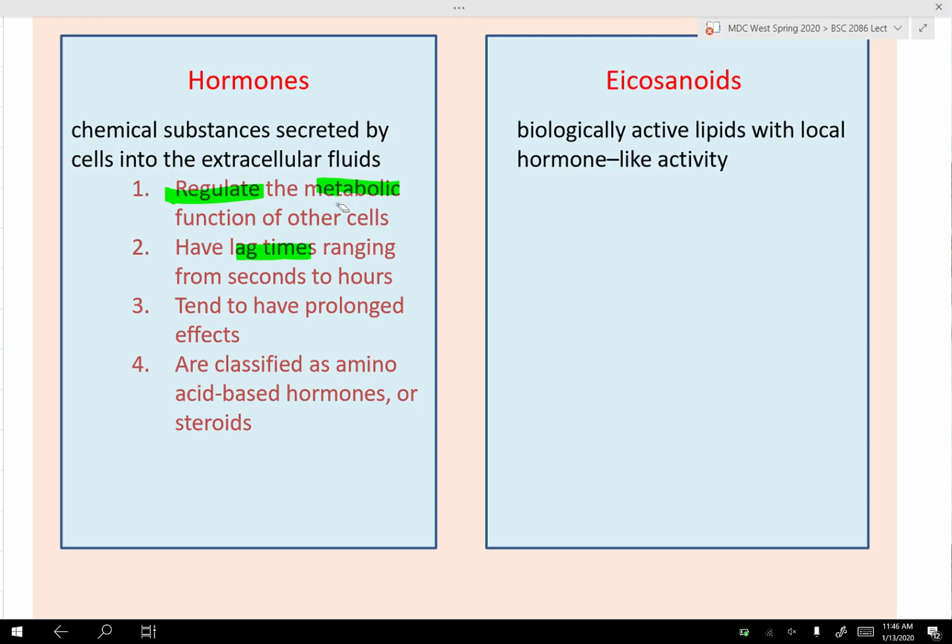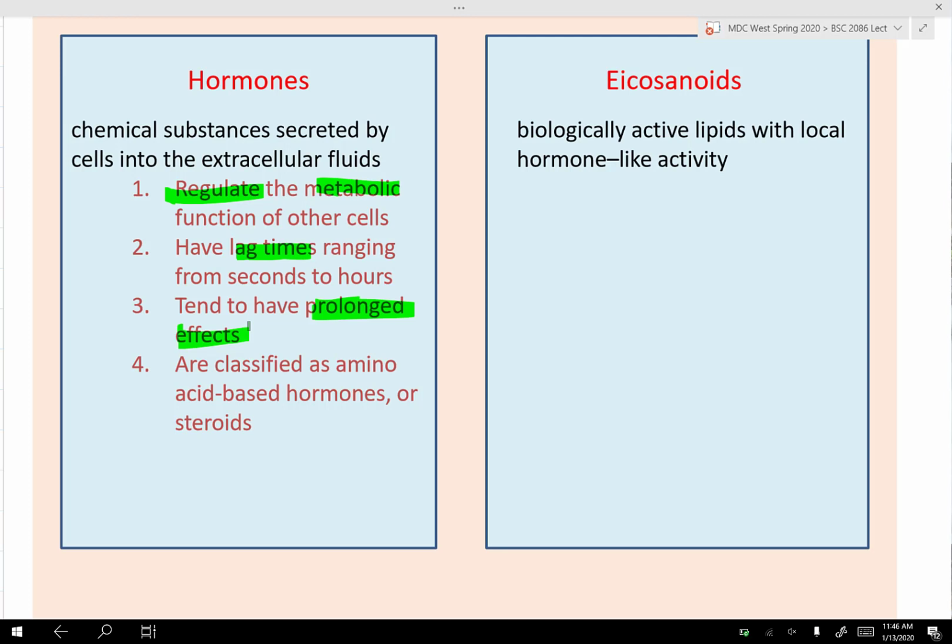Does that make sense? So there's a time that the hormone gets released, right? And then the time that the actual hormone does the effect. So that time in between is a lag time. The next one is going to be what? Tend to have a prolonged effect. So most of the hormones have a prolonged effect. We said it can be as fast as seconds, but most likely it is what? Hours, days, or even weeks, right?